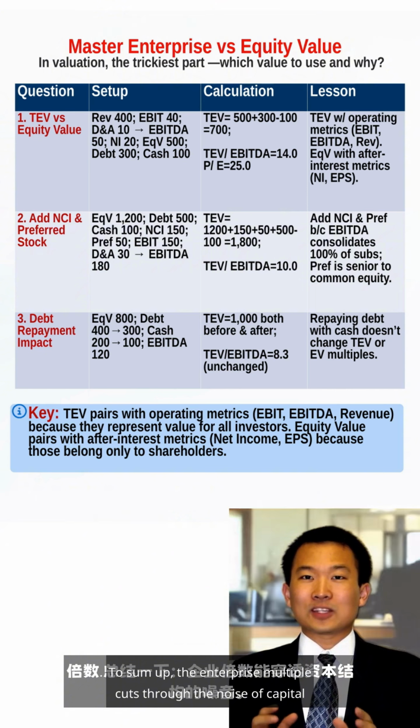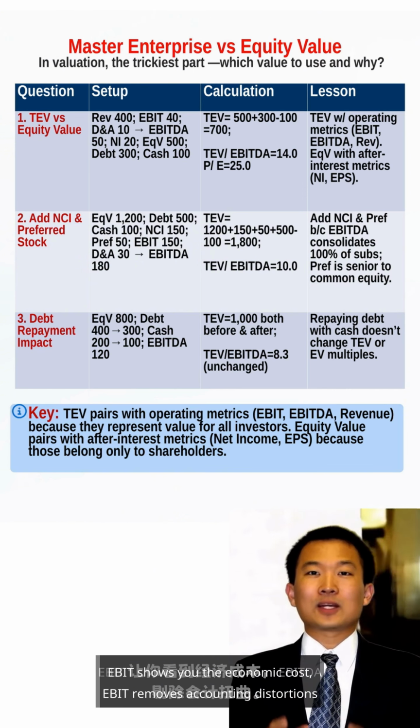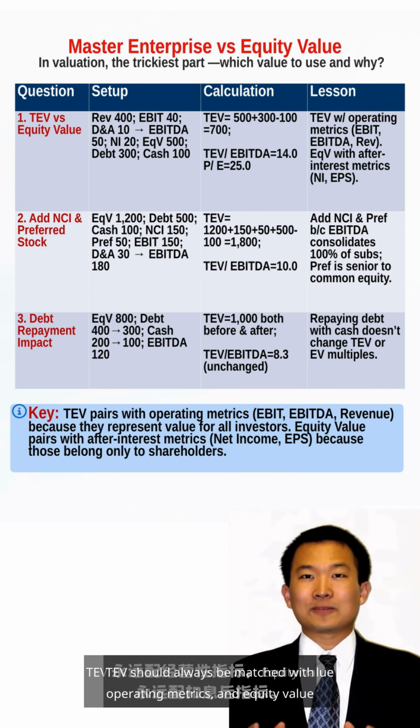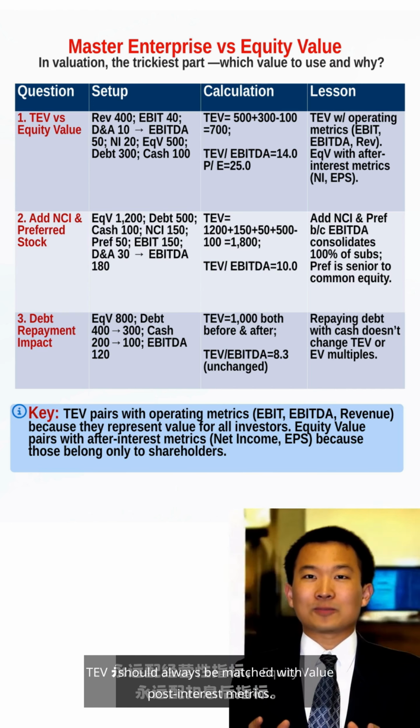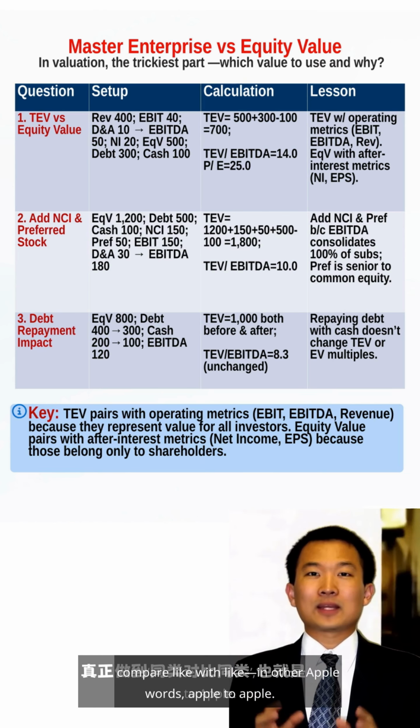To sum up, the enterprise multiple cuts through the noise of capital structure. EBIT shows you the economic cost, EBIT removes accounting distortions, TEV should always be matched with operating metrics, and equity value should always be matched with post-interest metrics. Once you master this matching rule, your valuation analysis will truly compare like with like. In other words, apple to apple.